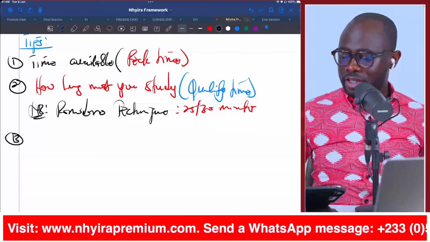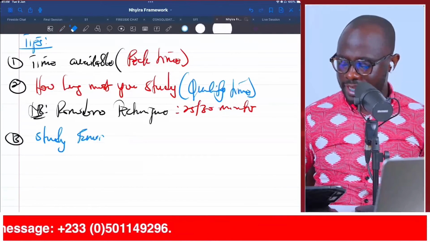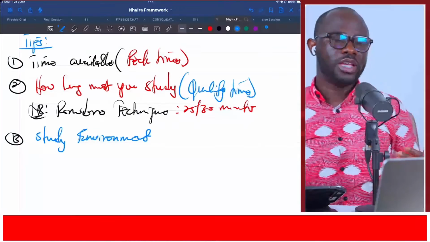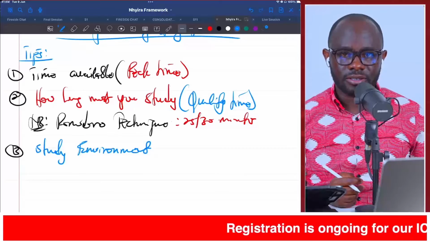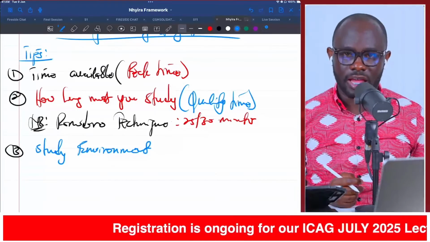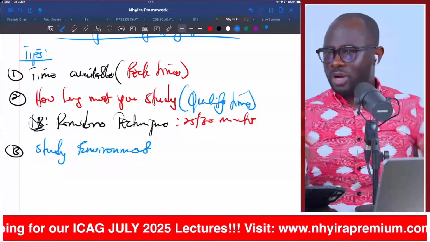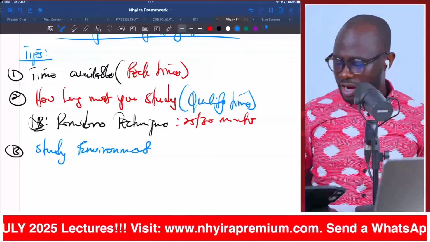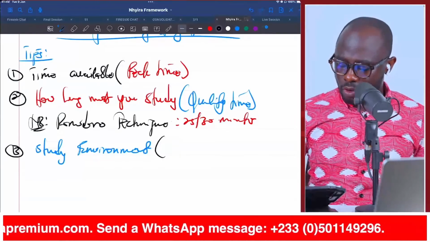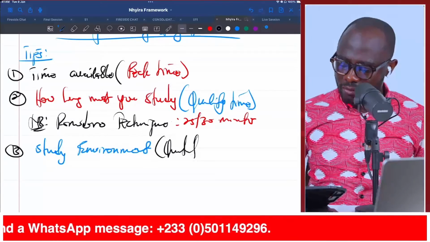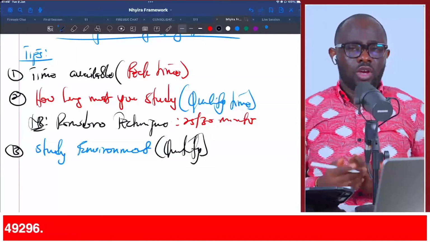Number 3, you need to create a steady environment. Listen to me, this is important. You cannot get up and be studying on your bed. That's not a place for you to study. You cannot say you are studying when the TV is on, when people are running around in the background. That's not how you study. So you need to create a quality, steady environment. What does that mean?